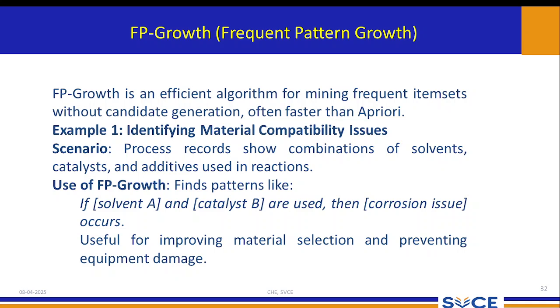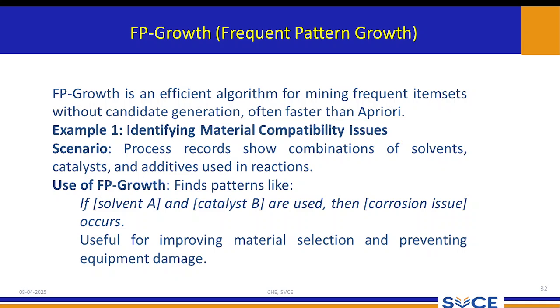Let's see the scenario. The scenario goes like this. Process records show combination of solvent, catalyst, and additives used in the reaction. Use of FP growth: if solvent A and catalyst B are used, then the corrosion issue occurs. So if A occurs, B possibly occurs. So if solvent A and catalyst B are used, obviously corrosion occurs. This will be useful for improving the material selection and preventing the equipment damage.